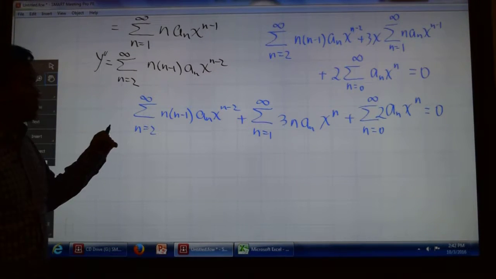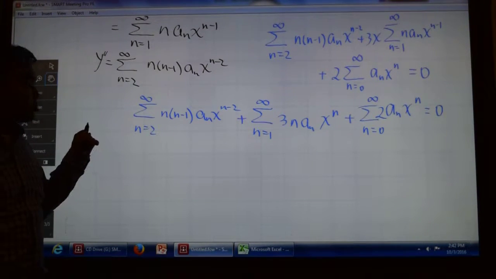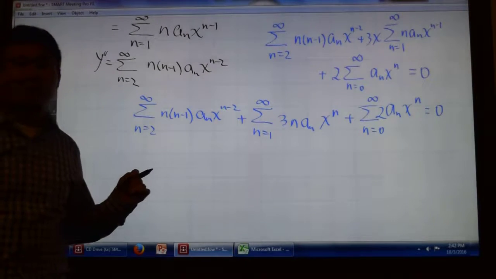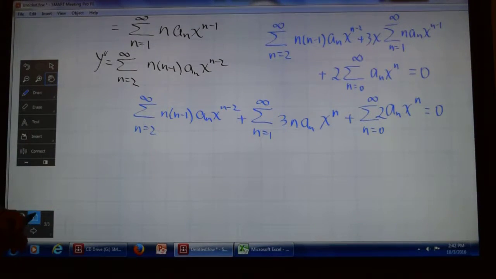Then after this we have to do something called shifting, and then we have to do a lot. Actually, this thing will probably take another 10 minutes, so I guess we should stop here.